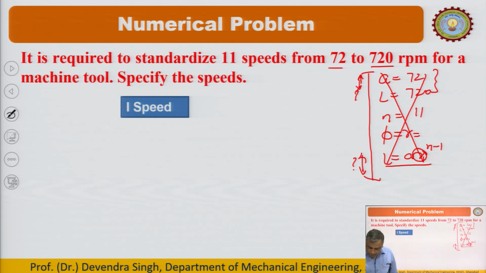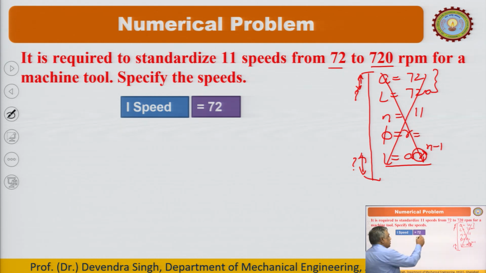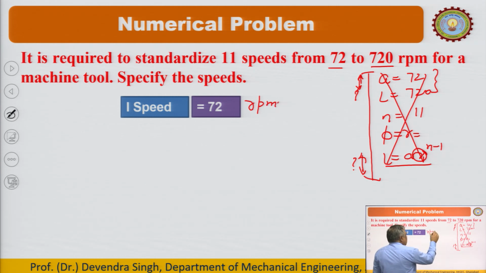So, first speed I started with 72 RPM. Yes, you should always write units, RPM. You should always write RPM, right.